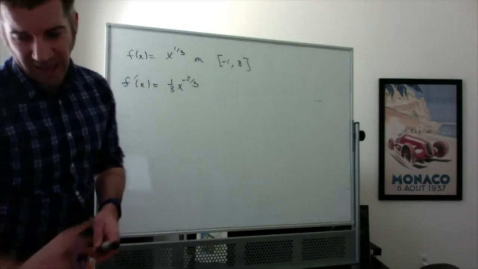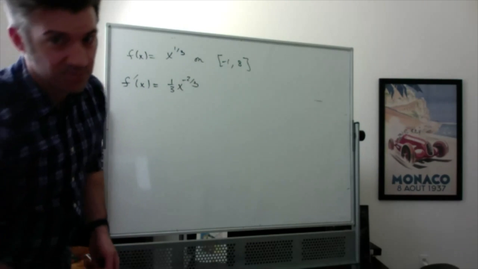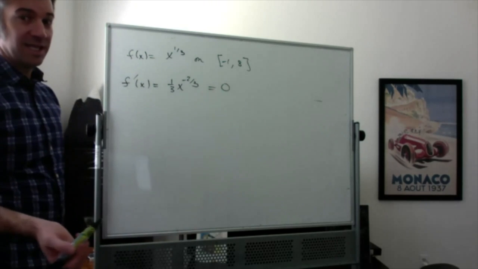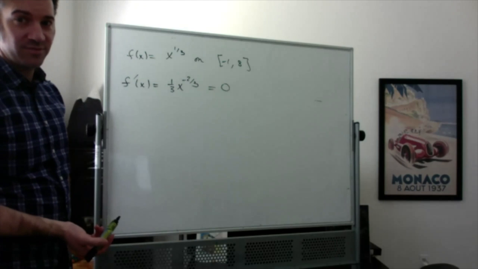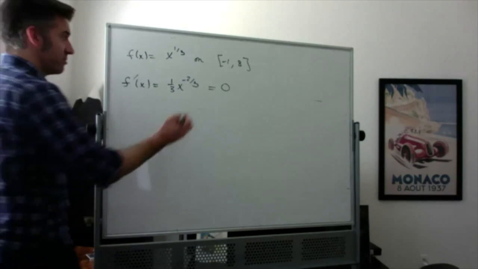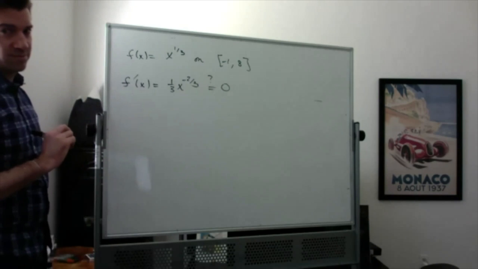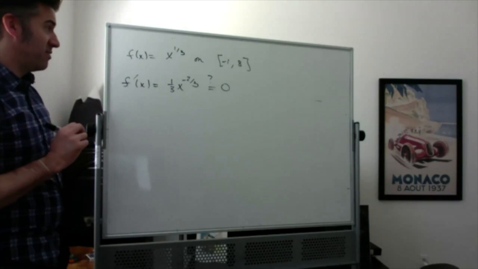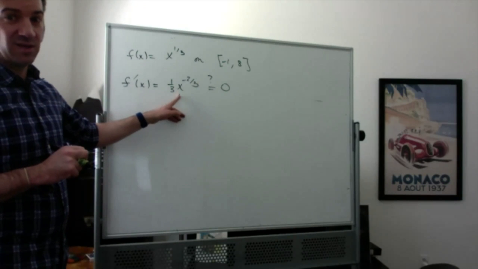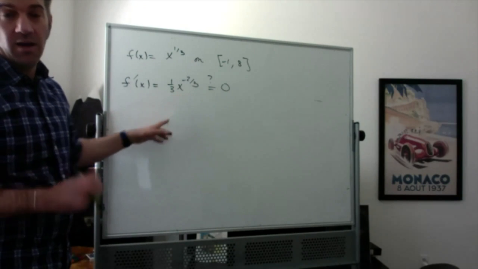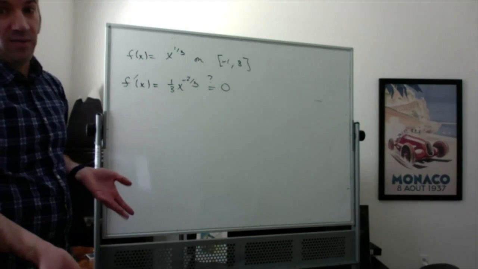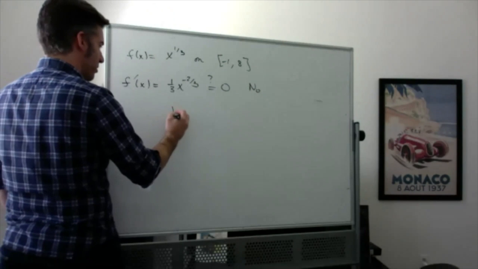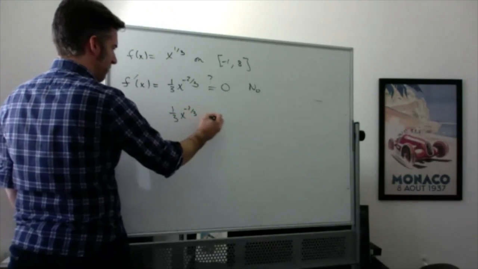All right, this is kind of a trick question I'm about to ask you guys. Does anything make this equal to 0? Well, the answer is no. If you plug in 0 here, you don't get 0. You get 0 to the negative 2/3, which is undefined. Fortunately, that's still something we want. So no, it's never equal to 0, but it is undefined.